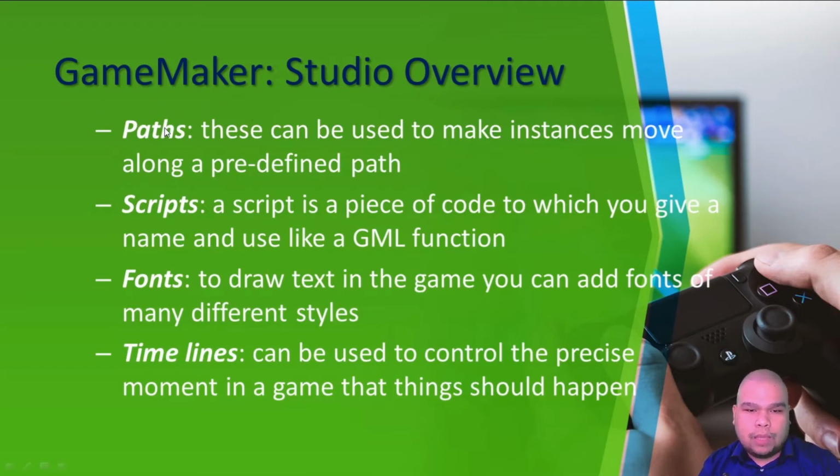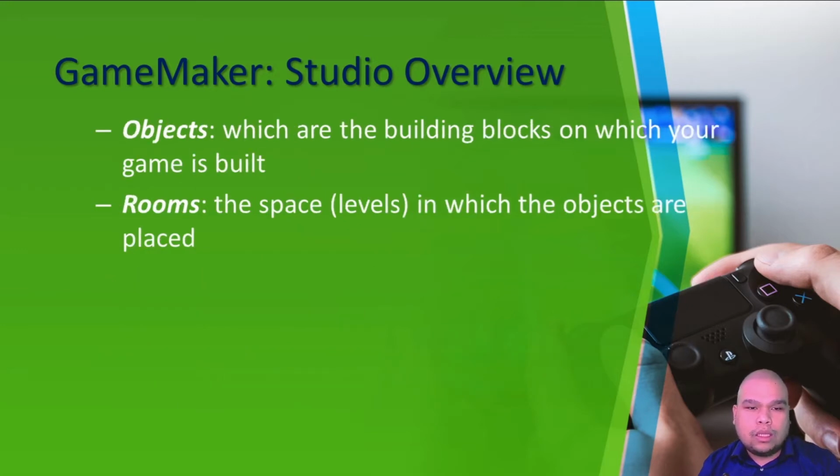Scripts. A script is a piece of code to which you give a name and use like a GML function. This is the programming language that we'll be using for GameMaker Studio, but we'll be using a minimal amount of this language. We'll be focusing on the drag and drop functionality. Fonts. To draw text in the game, you can add fonts of many different styles. Timelines can be used to control the precise moment in a game that things should happen. Objects are the building blocks on which your game is built, and rooms are the space or levels in which the objects are placed.